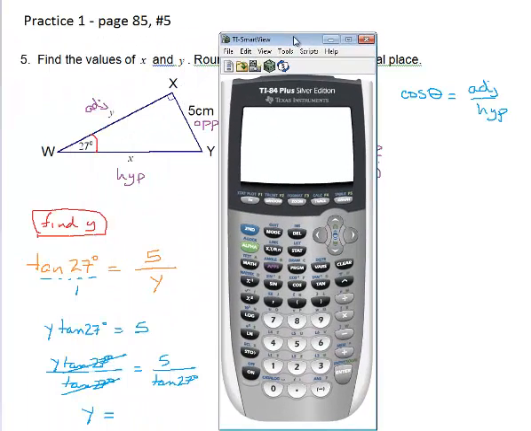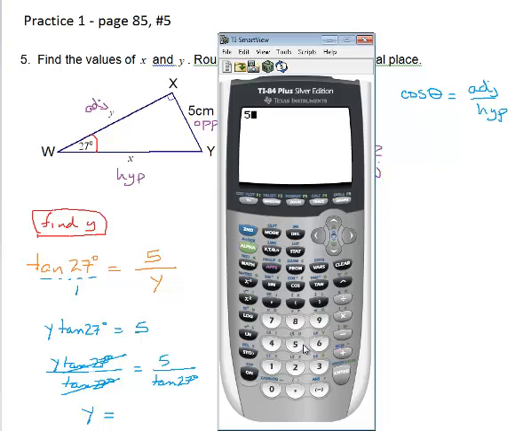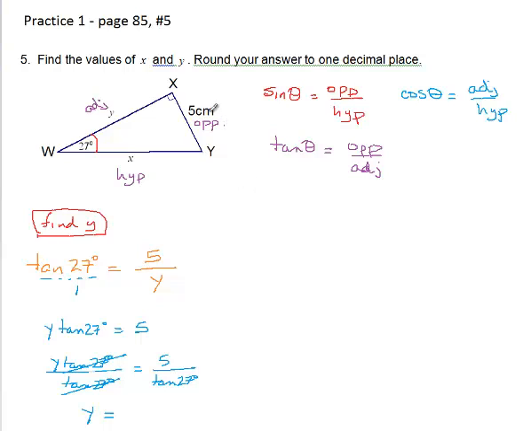It's 5 divided by tan 27. So 5 divided by the tan of 27, close bracket. And I get 9.813. However, the instructions are asking me to round to 1 decimal place. Therefore, it's going to be 9.8. And it is in centimeters, yes? We're dealing with centimeters. So the answer is 9.8 centimeters for y.